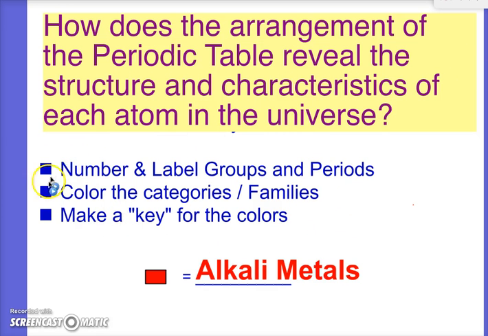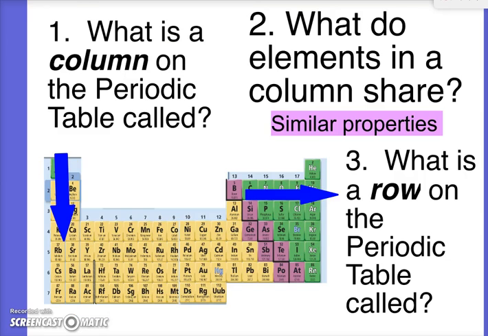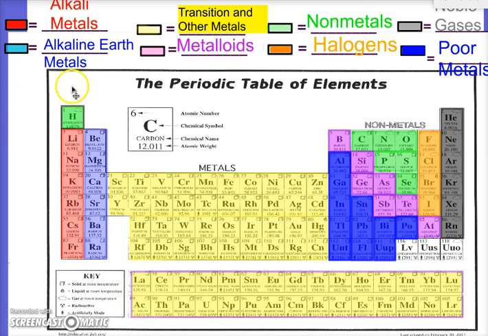Couple of things that you're going to be doing. There are 3 things that you need to do on your periodic table in your science notebook. You need to number and label the groups and the periods. So if you look at the groups starting at the top, this would be group number 1, 2, this is group 3, 4, and so on, all the way over to group number 18. You need to number each one.